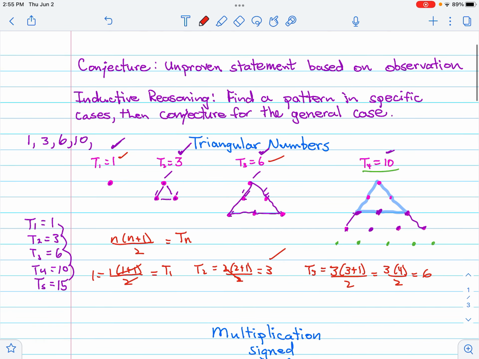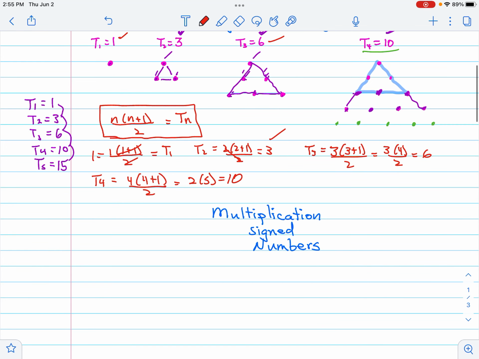It's working so far. Let's try the fourth one. We would have 4 times 4 plus 1 over 2, and that's 2 times 5, 10. It looks like it might be working. Now I've not proven it, but this is my conjecture: the nth triangular number can be given by n times n plus 1 over 2. Okay, now let's look at another one.